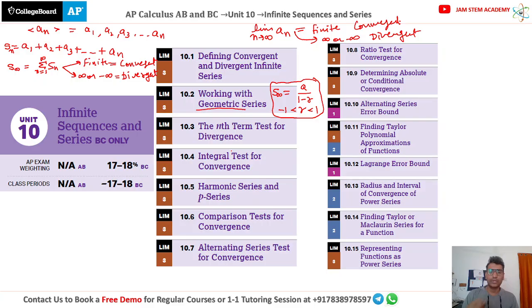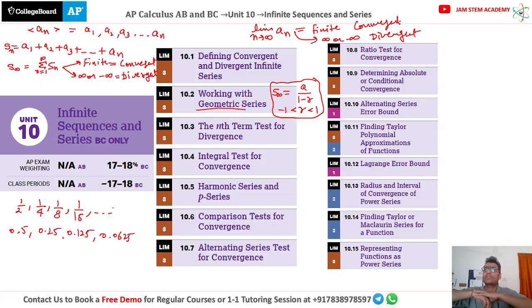Okay. So, for example, if we have, let's say, 1 by 2, 1 by 4, 1 by 8, 1 by 16. It's a GP, right? And if we want to find the sum of its infinite terms, here you can see the terms are 0.5, 0.25, 0.125, 0.0625, and as you can see, terms are becoming smaller and smaller. If I take the thousandth term of the same sequence, that will be almost 0. Okay, so I can say this sequence is convergent to 0.